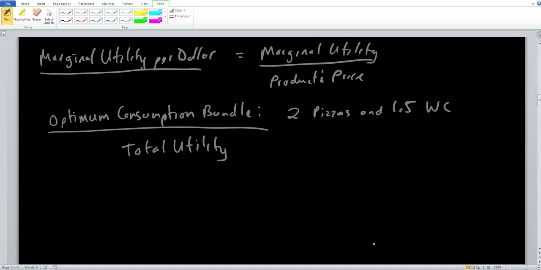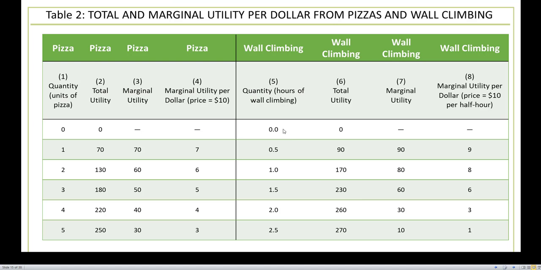The easiest way is to take a look at how much total utility we get for consuming 2 pizzas, and then add the total utility that we get for consuming 1.5 hours of wall climbing. To do that, you just take a look at column 2 and column 6.